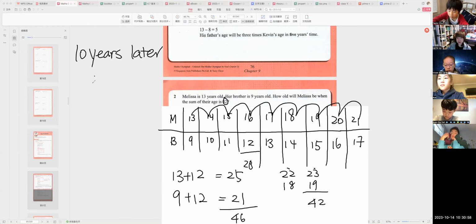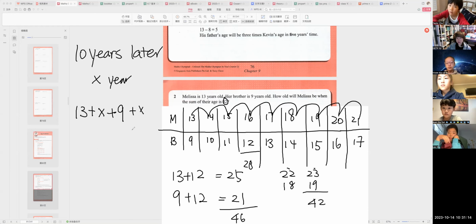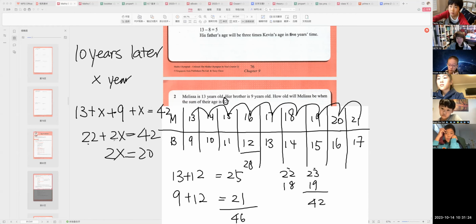Let's just see. X years later, Melissa's age plus his brother's will be 42. So Violet, Melissa right now is 13, and X years later, it's 13 plus X, right, Ava? His brother right now is 9, and X years later it's 9 plus X. Added together they equal 42. This is simple. So 22 plus 2X equals 42. So 2X equals 20, because 22 plus 20 equals 42. So X equals 10. Is that what you did earlier? Yeah, so it's 10 years later.